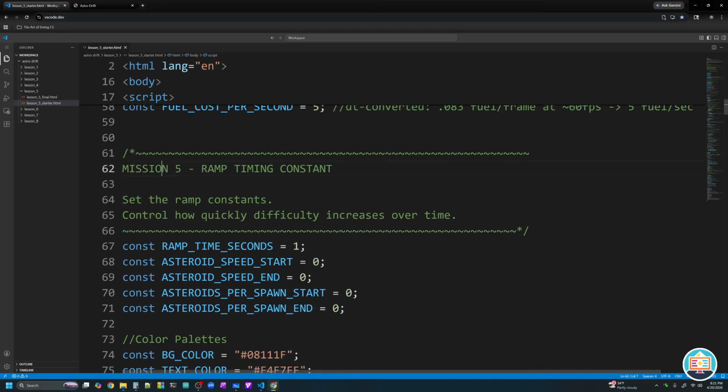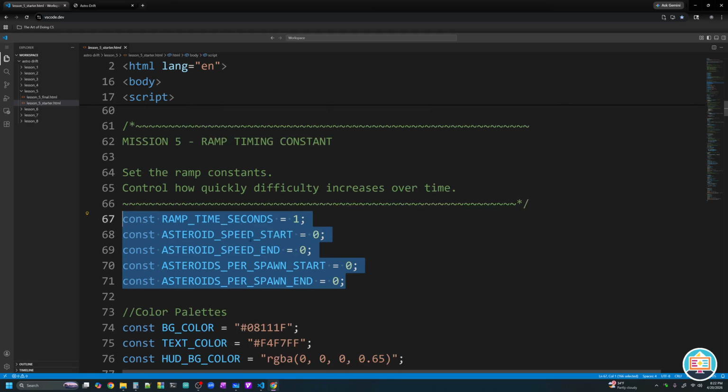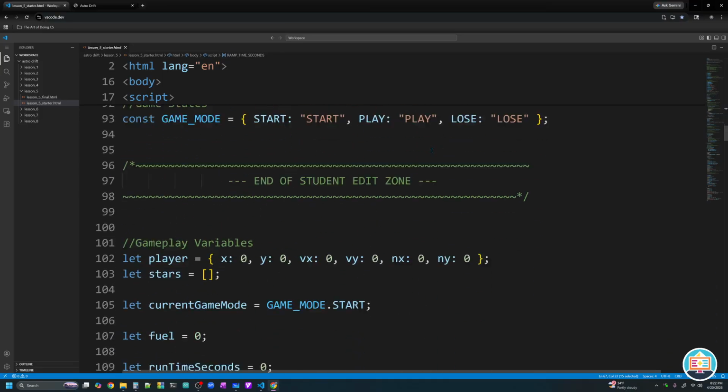We also have some variables here for this ramp that we defined, this thing that was going to control how difficult our game is going to be as we increase. And we can see we have some things that we're going to control, like our asteroid speed at the start and at the end of the game, and our asteroids per spawn when we start and end. And then we also got this thing called ramp time seconds, which we'll talk about. But I want to get some familiarity with what these variables are before we dive into mission number 1.